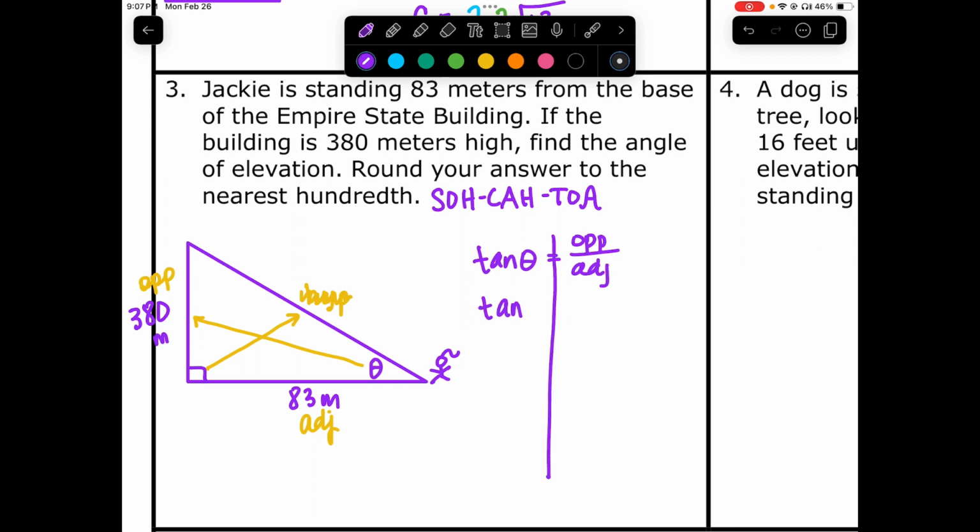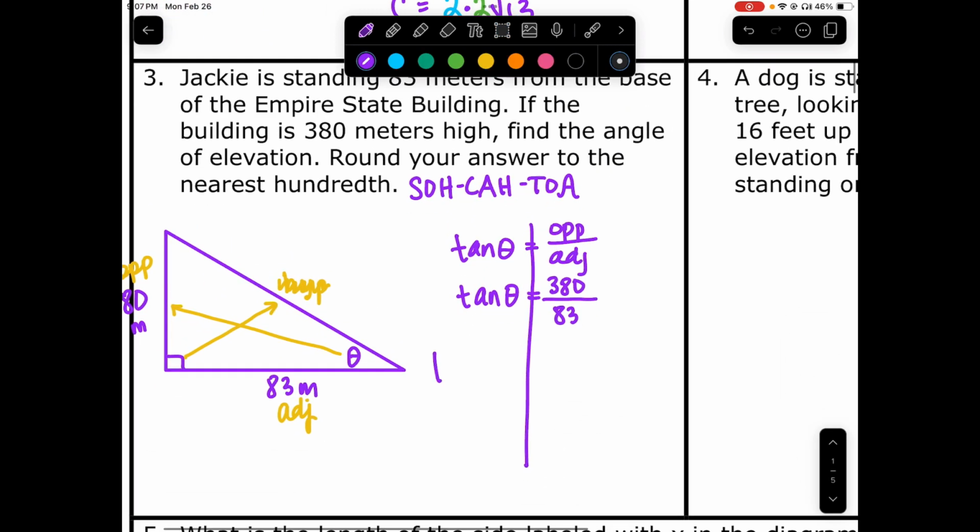So tangent theta, we don't know what theta is, so you can put an X there, or you can leave it as the Greek letter theta. It doesn't matter. A variable is a variable. Opposite was 380. Adjacent was 83. Now since the variable is not at the top, it's not at the bottom, but the angle is what's missing, we're going to have to use the inverse. That's not enough space. So that's going to be tangent inverse, and then put the fraction on this side, and that'll give us theta.